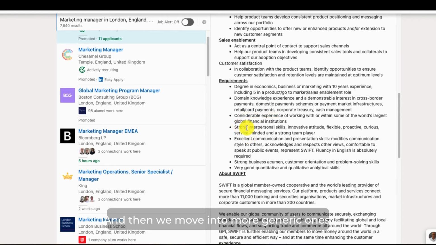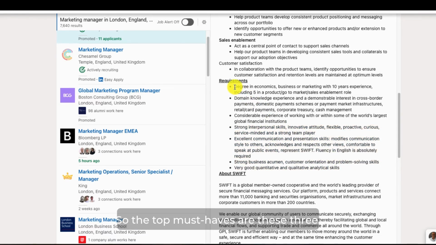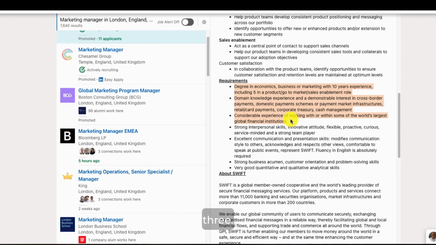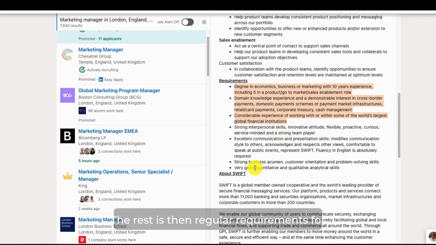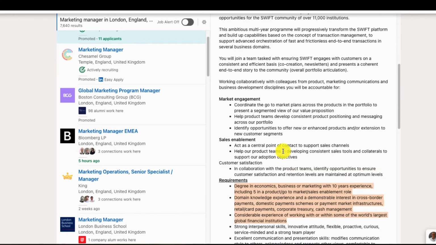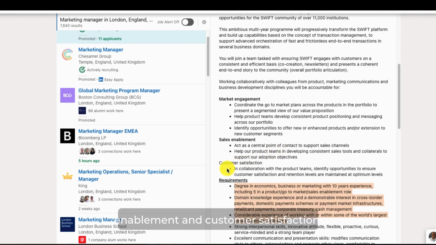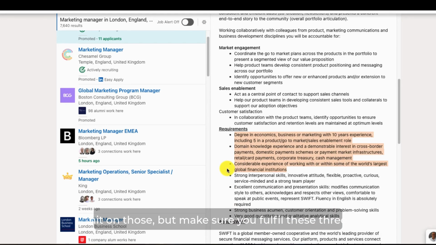And then we move into more generic ones. So the top must-haves are these three. Focus on those three. The rest is then regular requirements for these types of positions. So 3 points here. Not really anything specific here. If you can hit on some of these points here, market engagement, sales enablement, and customer satisfaction, if you've done it, hit on those, but make sure you fulfill these three requirements to the best possible degree.